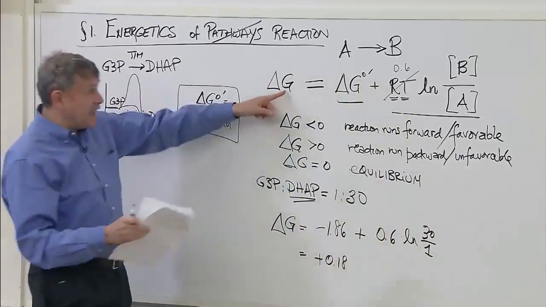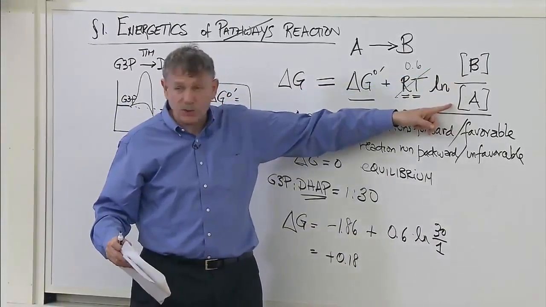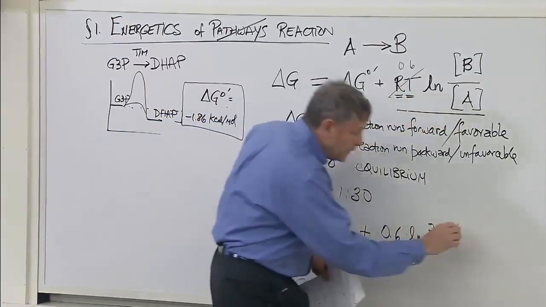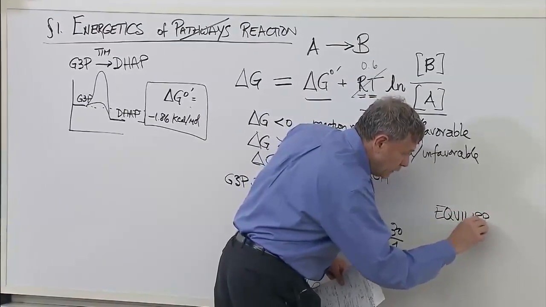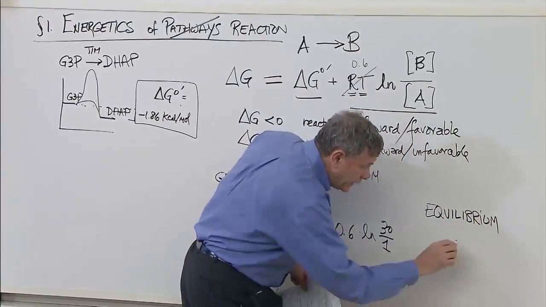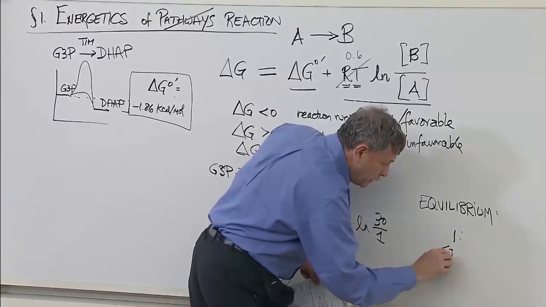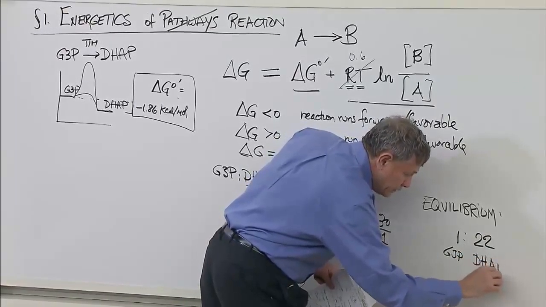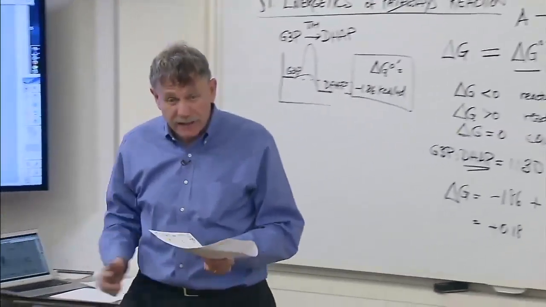And so if you set that equal to 0, you could solve for the concentration at equilibrium. The equilibrium concentration for our reaction is about 1 G3P to 22 DHAPs. That's where the reaction is balanced perfectly at equilibrium.